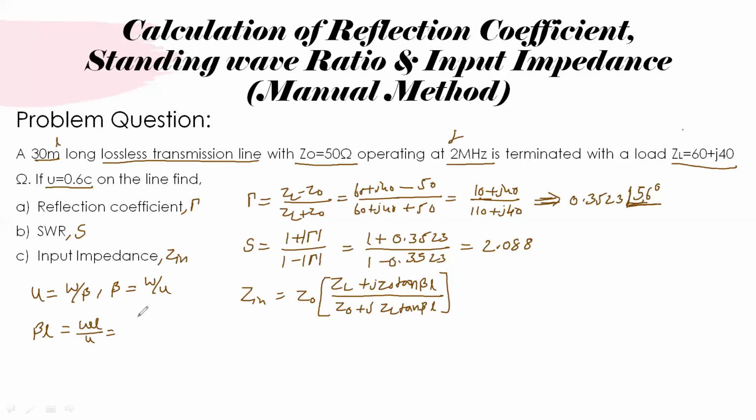So omega is equal to 2 pi f. So 2 pi, the given frequency is 2 into 10 to the power of 6, that is, 2 megahertz is the given frequency, that is also substituted. Along with this, L is given in the question. L is the length of the transmission line, which is 30 meters, divided by velocity, which is 0.6 c. c is nothing but velocity of light, that is 3 into 10 to the power of 8 meters per second, that is also substituted.